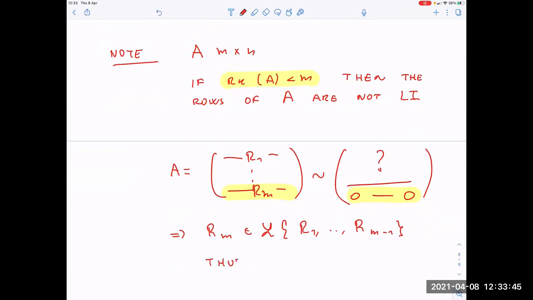Thus, the set of all the rows, all of them, is not linearly independent, right? This is exactly what the note means. And this is what you get when you have the rank which is not equal, for example, to the number of rows.